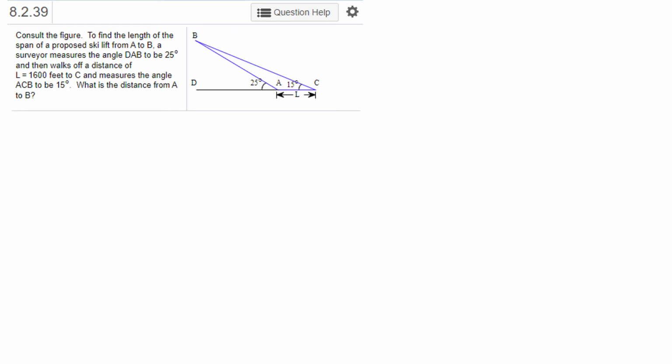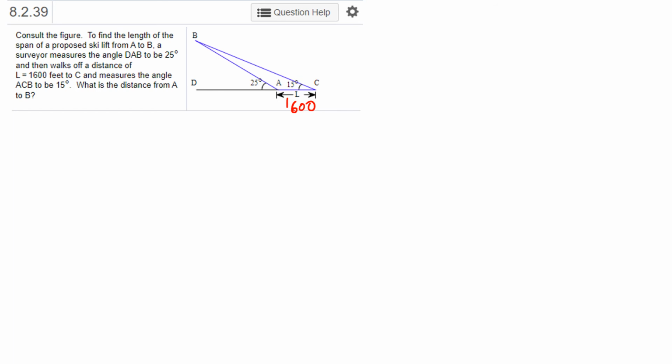We've got a figure on the right. To find the length of the span of a proposed ski lift from A to B, a surveyor measures a certain angle, DAB, at 25 degrees, that's marked in the figure, then walks 1,600 feet to C. So I'm going to label this in the diagram. This is 1,600 feet. And then measures an angle of 15 degrees. What's the distance from A to B?